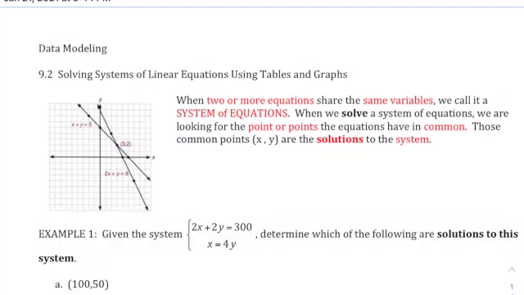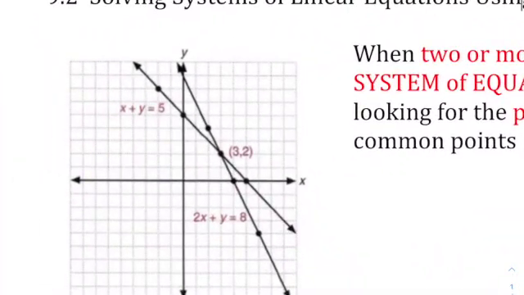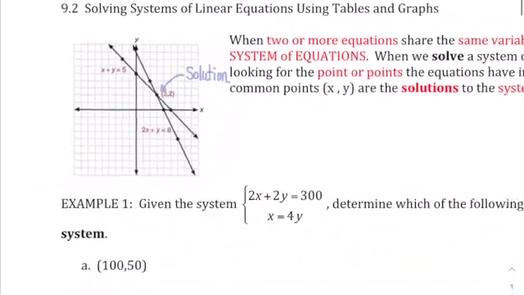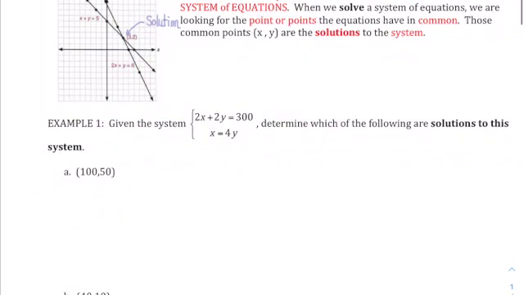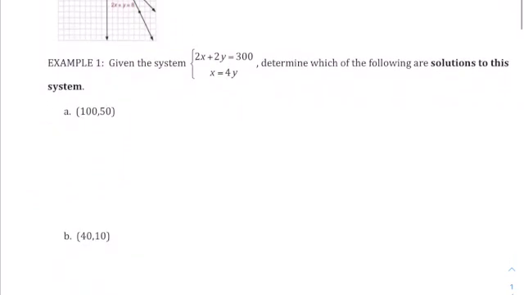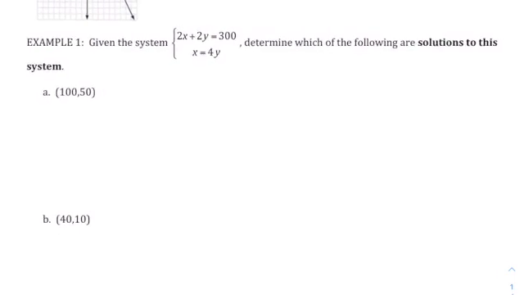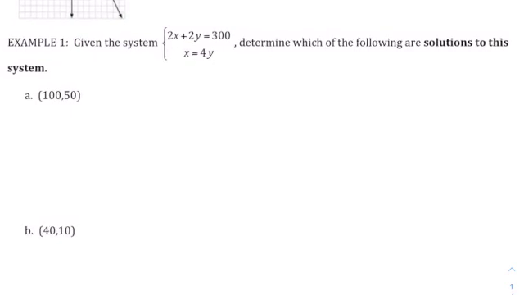Okay, so in this case, if I give you a graph, you should be able to identify where the intersection is, the solution. Going on, let's talk about different parts of it so we can understand what that means. For example number 1, given the system 2x plus 2y equals 300 and x equals 4y, determine which of the following are solutions to this system.